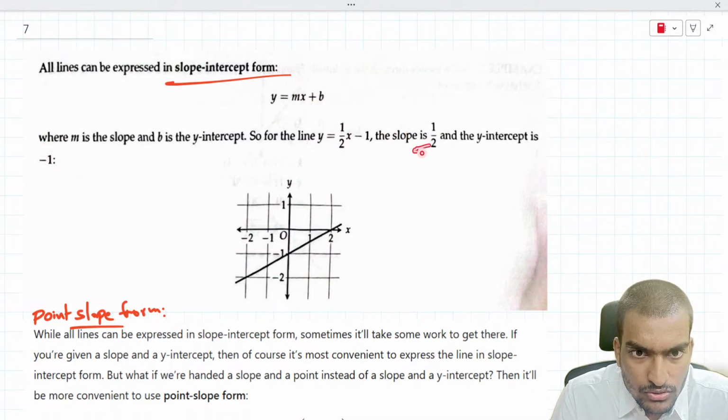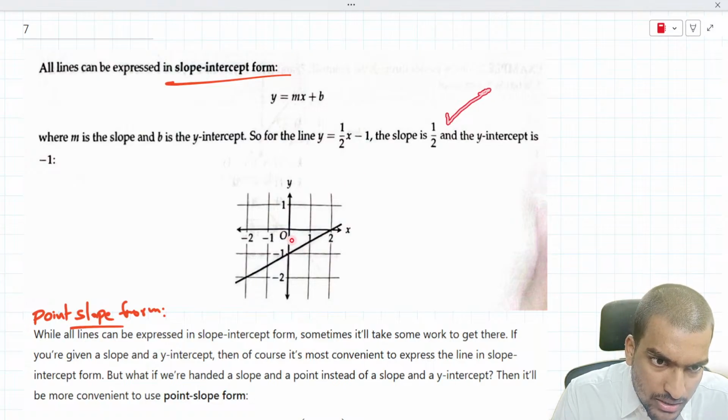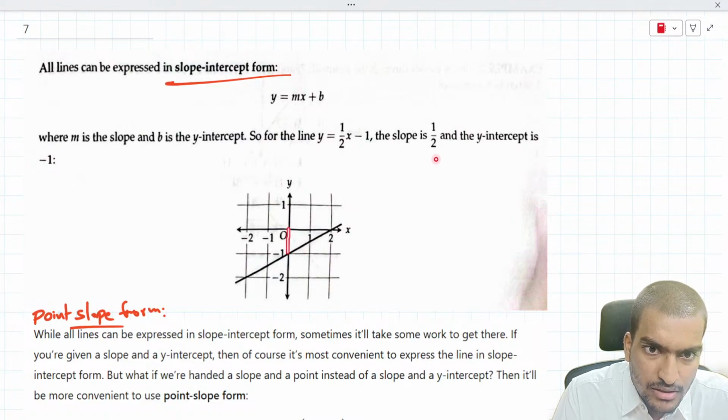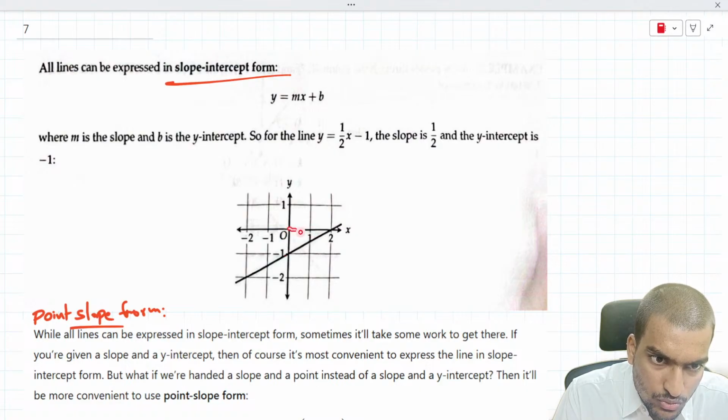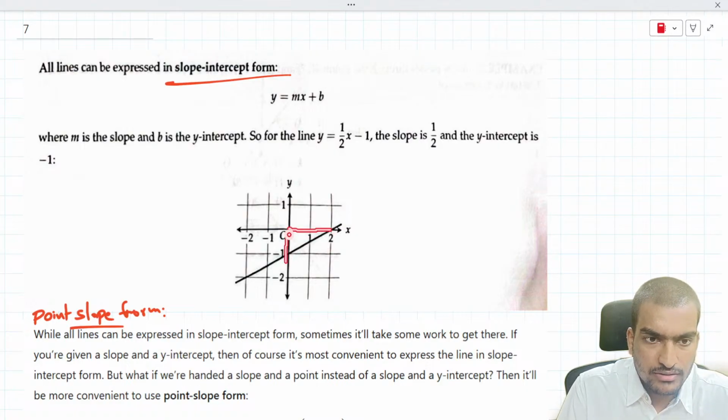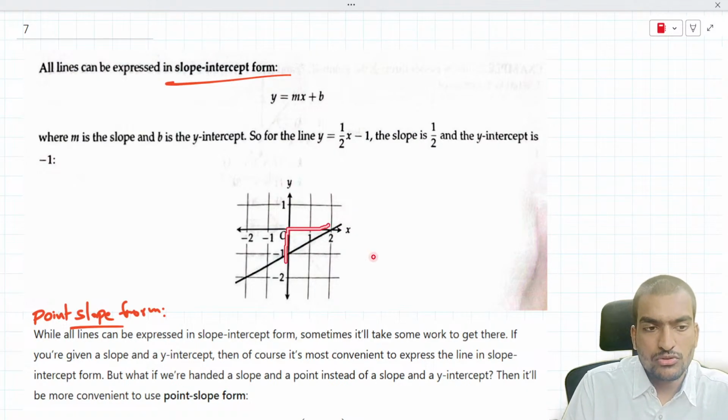That's it, 1 by 2. And you can see here, 1 by 2. The change in y is 1, the rise. For every 1 step upward, the line moves 2 steps to the right. That's what the slope is here.